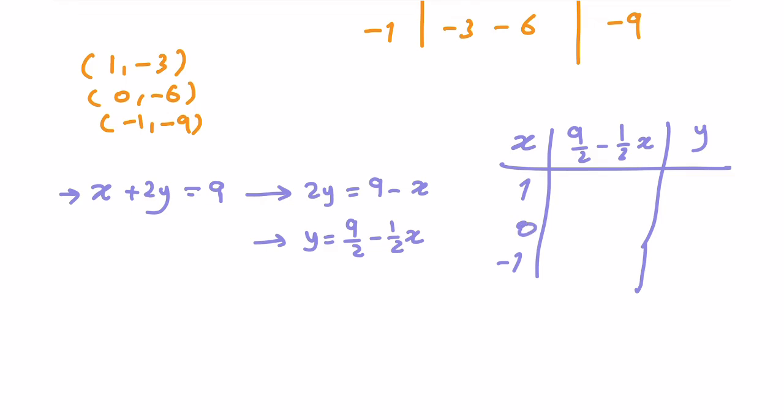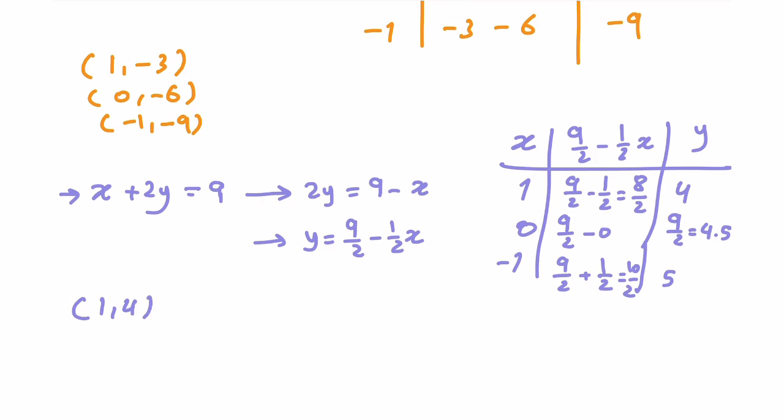So if I give it 1, it will be 9 over 2 minus 1 over 2. You get 8 over 2, which means 4. If I give it 0, I get 9 over 2 minus 0. You get 9 over 2, which means 4.5, like that. Third point, we get negative 1. We get 9 over 2 plus 1 over 2, 10 over 2, which means 5. So we get 3 points: 1 and 4, 0 and 4.5, and negative 1 and 5 here.